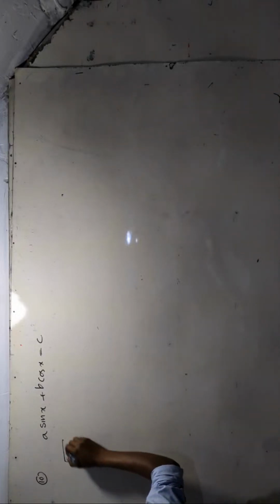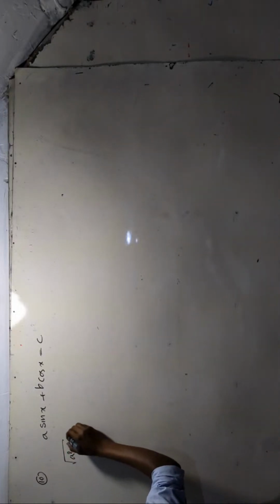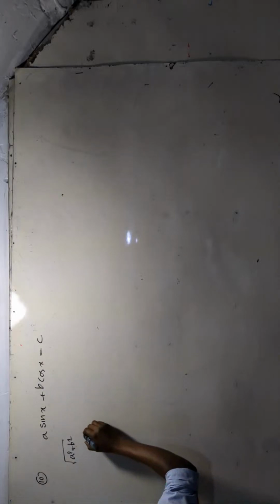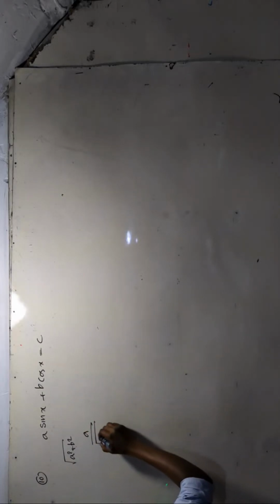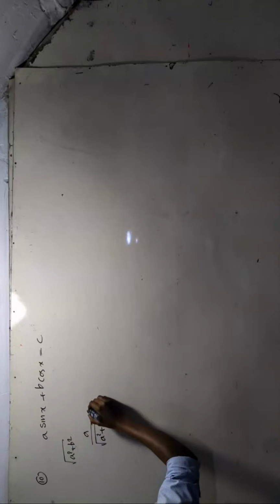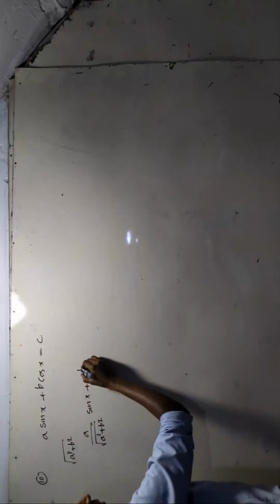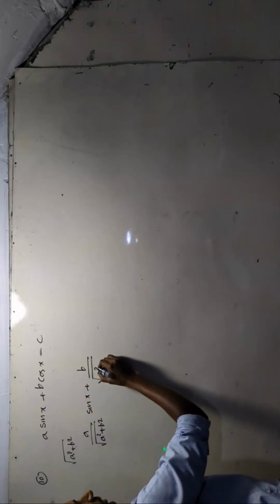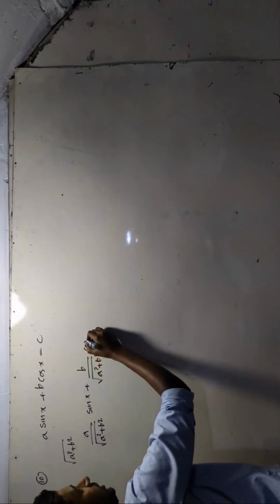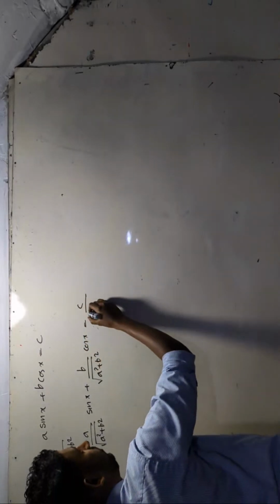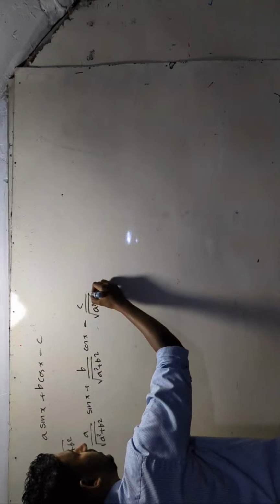Now tell me, how can we solve this kind of equation? We need to divide and multiply by the square root of A squared plus B squared. So I'm going to divide this by the square root of A squared plus B squared because we have two sides. So A over root A squared plus B squared sin x, and B over root A squared plus B squared cos x, is equal to C over root A squared plus B squared.